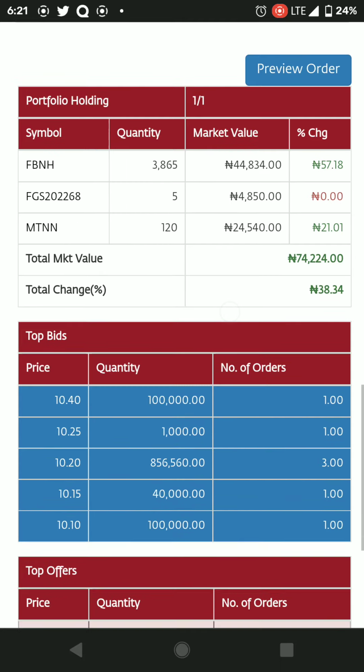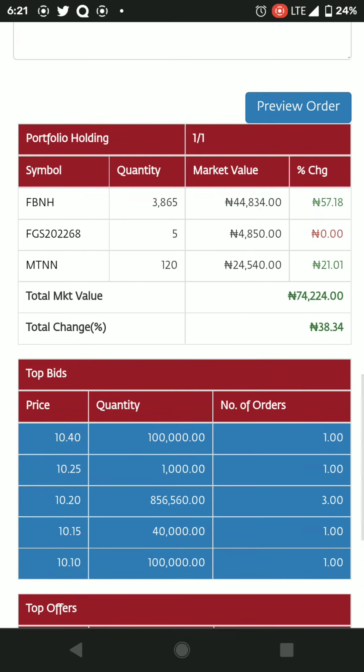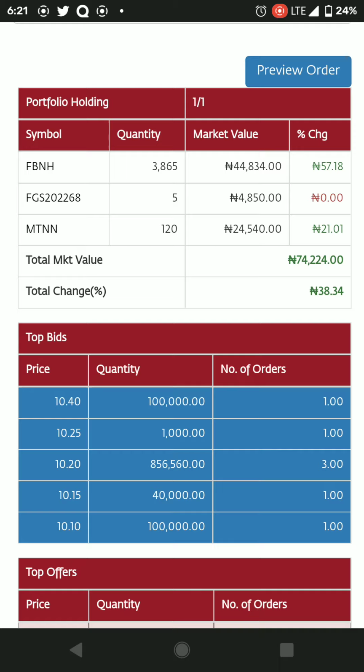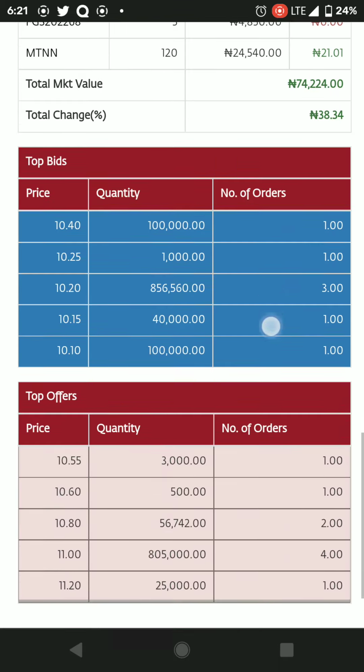Now, on this other screen, if you look at the downside here, it's showing your portfolio holdings. It's showing the current stocks that you have on your account. Especially for people that want to sell, that want to place a sell order. You want to be able to check which stocks do I have, how much quantity of that stock do I have, so that you'll be able to take a decision as to inputting the quantity of the stock that you want to sell.